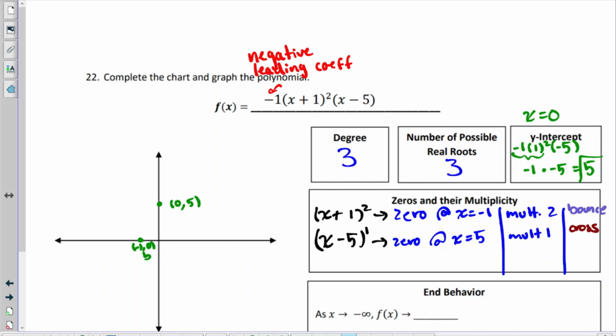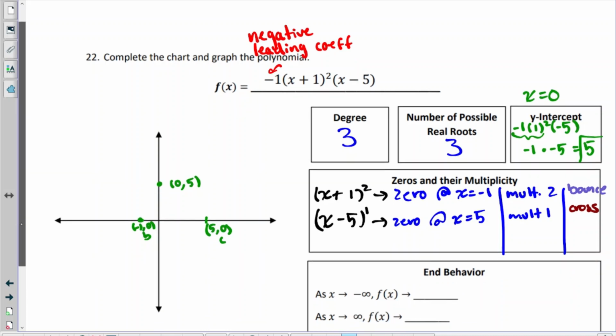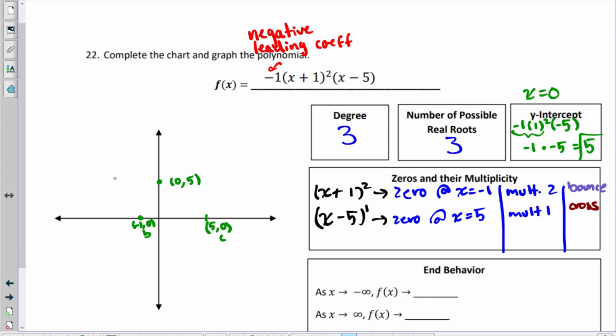So at positive 5 on the x-axis, just like here, 5 comma 0, I'm going to cross through. Okay? So if we think about it, I know that I have to bounce off of this, come back up and go through this, and then cross through like this. I can already imagine that my graph, because I can't cross through anything to the left of this, has to start up top, go through my first 0 and bounce, then bounce up to my y-intercept, and then cross through my second 0, which looks like this function.